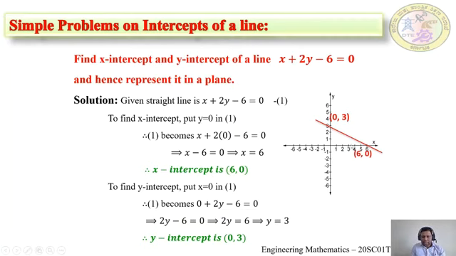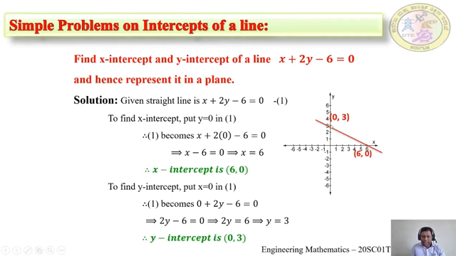1 2 3 4 5 6, here is 6. Mark the point here, put a star mark and mark it as 6, 0. Then here it is 0, 3, that is the y intercept. On the y axis, take the positive side 1 2 3 and mark this point. So it will be 0, 3. Then join these two points, 3 and 6. That is how we can represent a straight line on a plane.